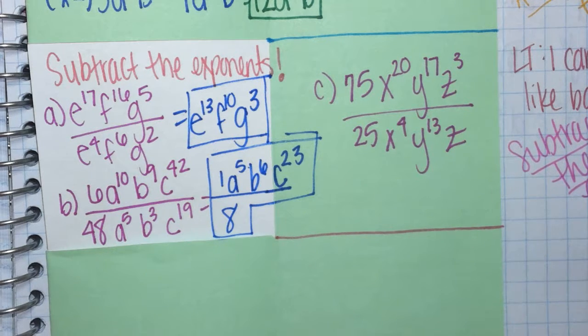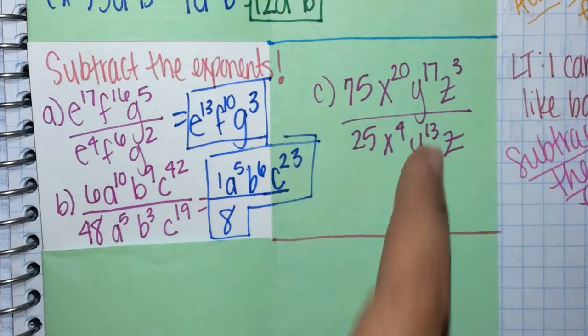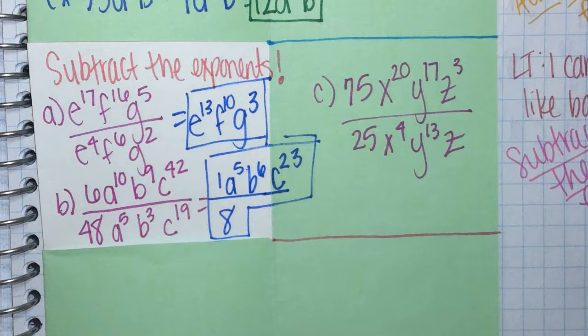Alright, do this one without me. Is this a big number divided by a small number or a small number divided by a big number? A big number divided by a small number. What's 3 minus 1? That has a 1 right there. So don't drop that one.